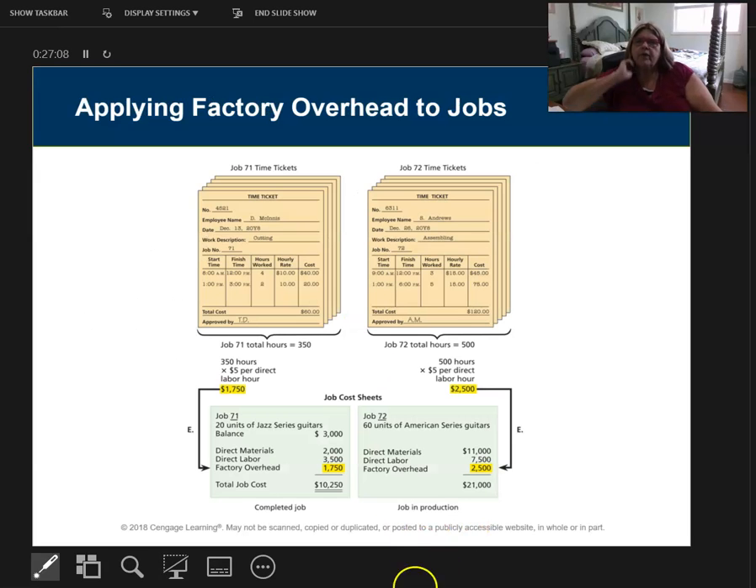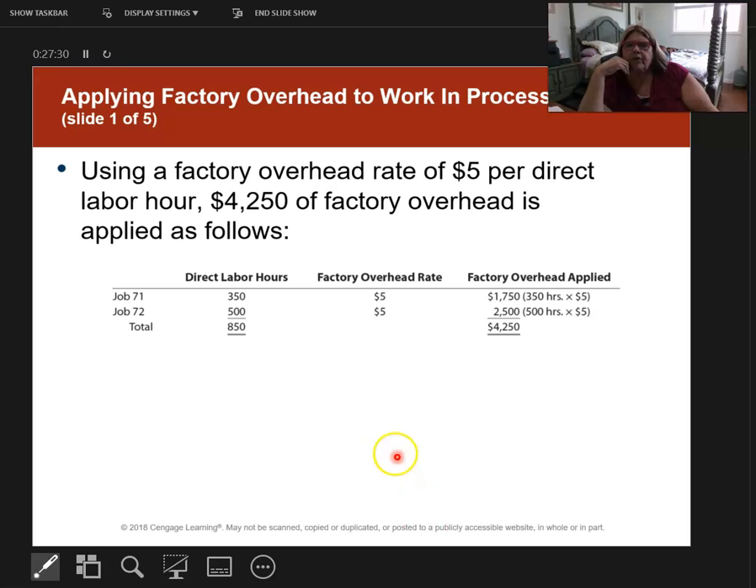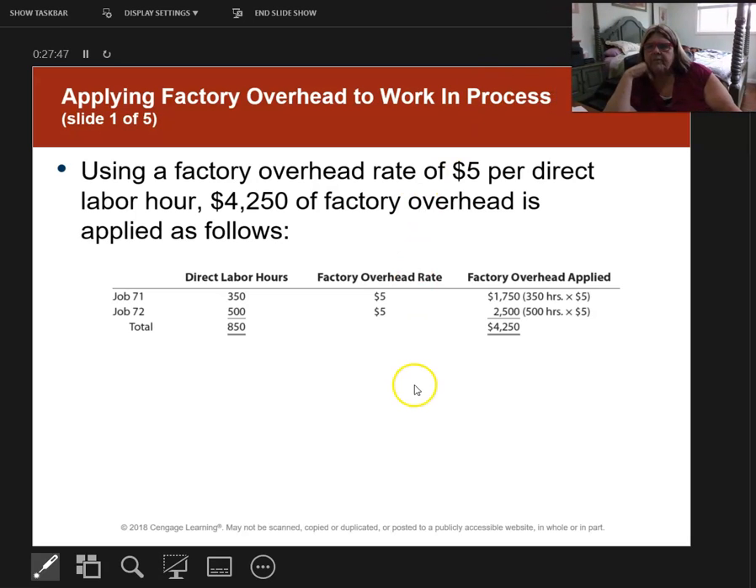Let's move on. So here are my time cards. Remember my time cards? We knew how many hours job 71 was going to do. That was 350 times my $5. So that means I'm going to bring in $1,750 for this job for factory overhead. Here it was 500 hours times the 5. So I'm going to bring in $2,500. And so my factory overhead total is going to be $4,250. And this is what we call applying factory overhead to work in process. Okay, this is a little bit complicated concept. Just wanted to let you guys know.